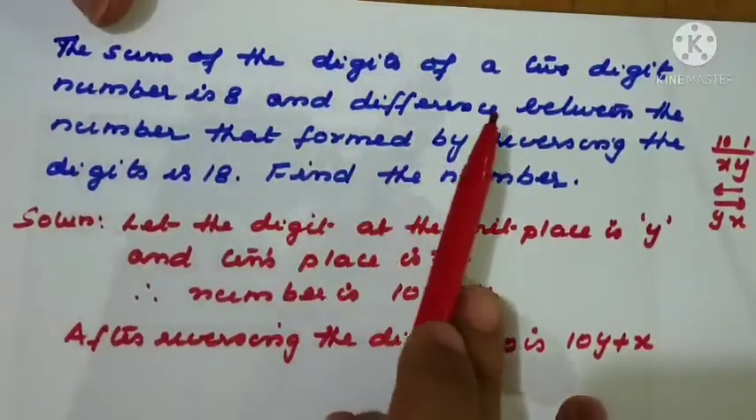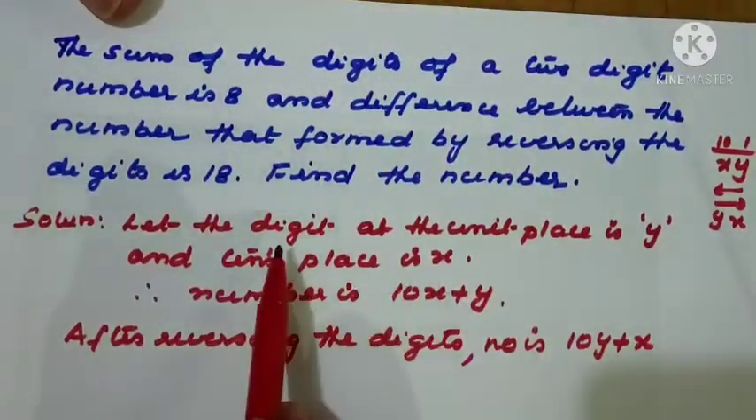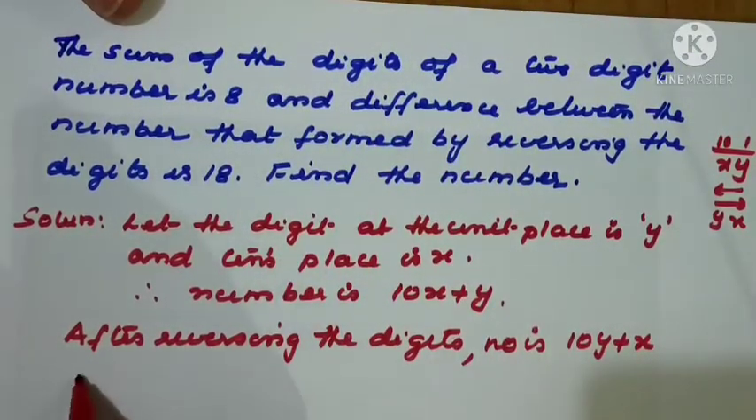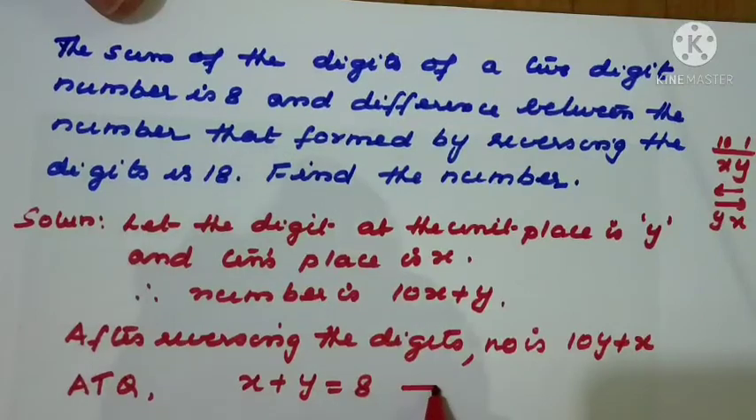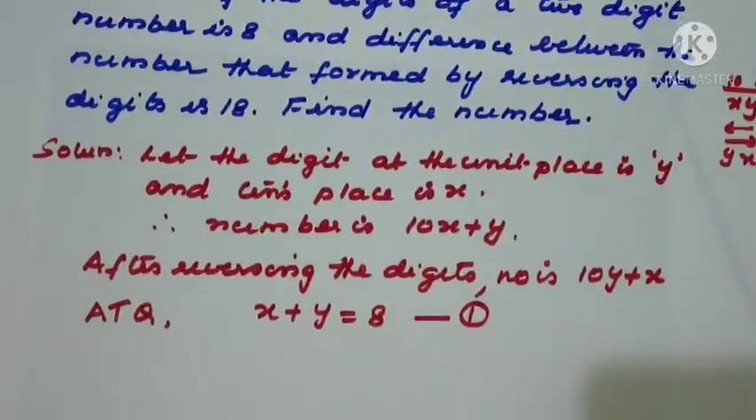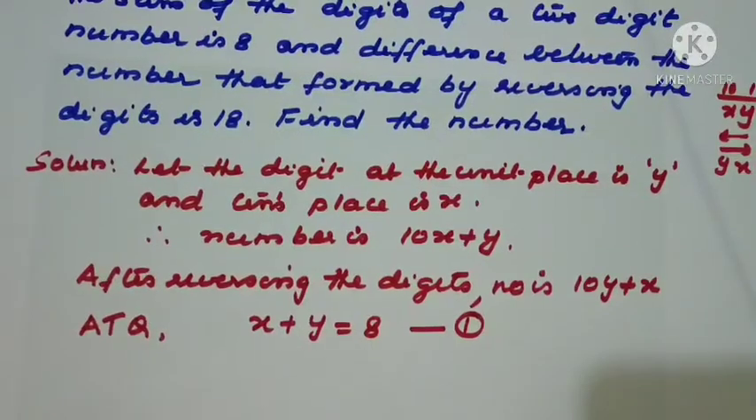Now sum of digits of a two-digit number is 8. Which are the digits? X and y. So according to the question, we can write x plus y equal to 8. That is our first equation. We are learning about the elimination method only, so I'm doing based on that only.